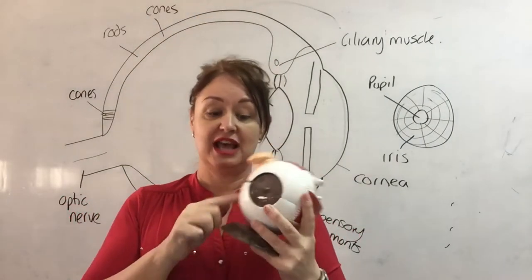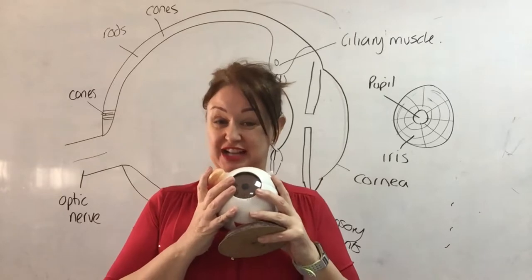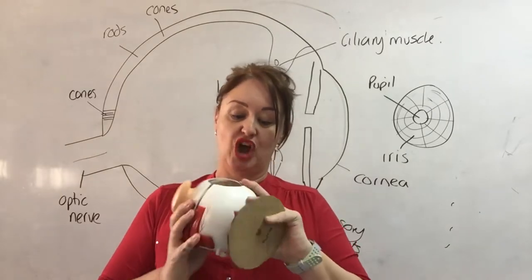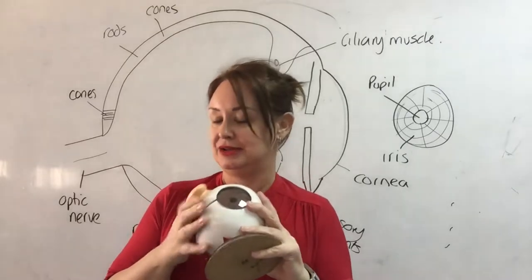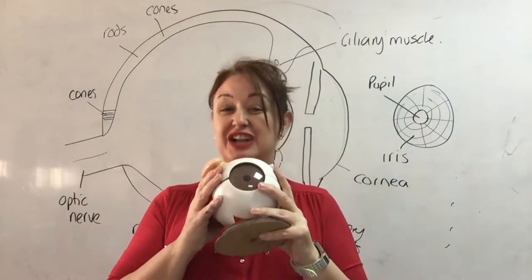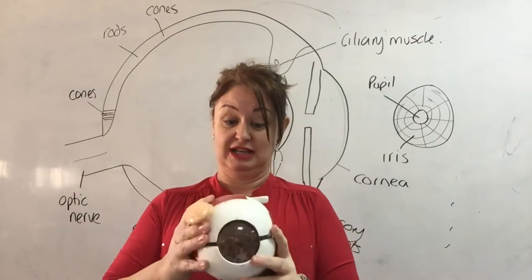Now, later on in year 10, you do an eye dissection, and you'll find actually how tough this outer layer is, because when you try to cut it with a knife, it's really, really hard. One of the common things you'll have heard your mum or your granny shout is, watch that, you'll have someone's eye out, or you'll damage your eyes, but actually it's really hard to damage your eyes.